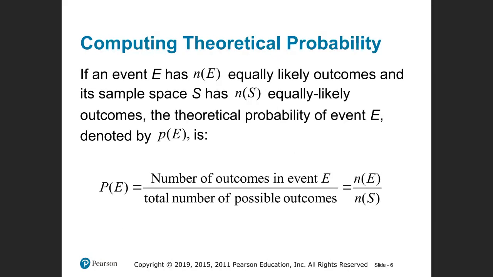Computing theoretical probability. If an event E has n(E) equally likely outcomes and its sample space has n(S) equally likely outcomes, the theoretical probability of event E, denoted by P(E), is the number of outcomes in event E divided by the total number of possible outcomes.